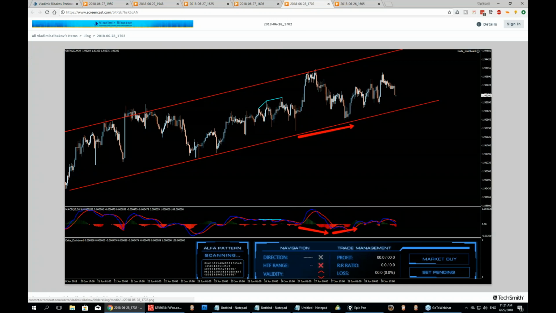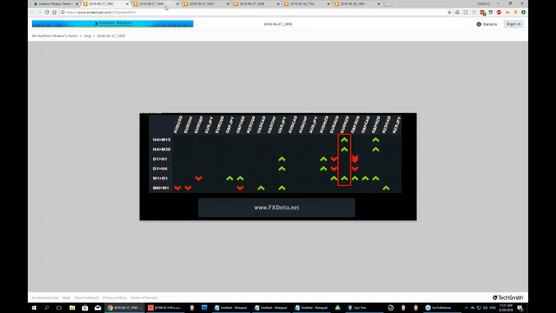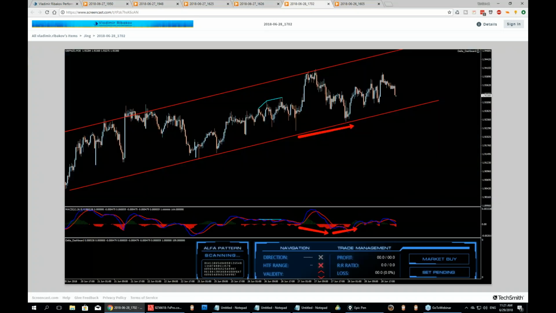One more, let's see what we have. Pound Kiwi, which is also confirmed here with a bullish idea and bullish momentum, looking for buy setups. This one is not usable because we're looking for buys, right? So nothing to be done here.